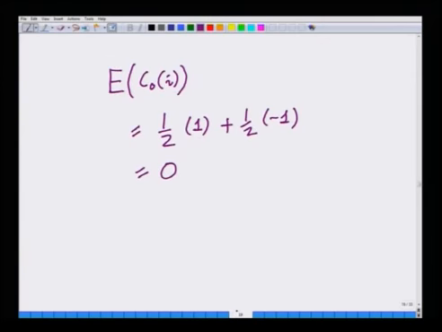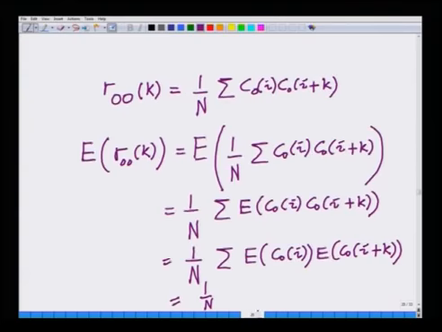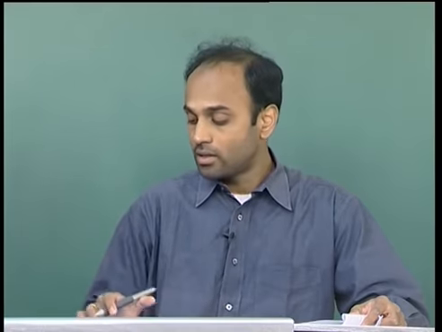Now, we have seen in the previous case that expected C 0 i is 0 for any chip, hence each of these expected C 0 i, expected C 0 i plus k are 0, hence this is 1 over n summation 0, this is 0. So, the expected value of this correlation for any shift k, remember this is a non-zero shift, is 0.